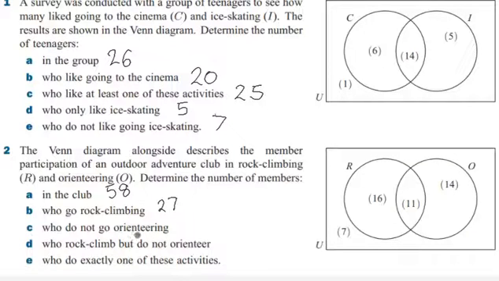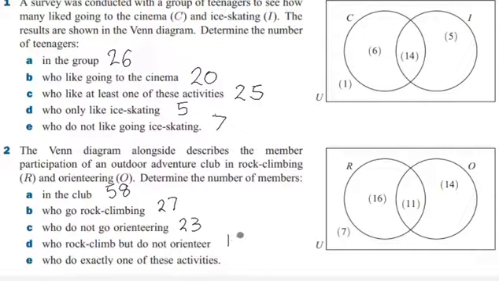Those who do not go orienteering, everything outside the orienteering circle. So everything outside here, that will be 16 plus 7. 16 plus 7, that's 23. Now those who rock climb but do not orienteer. So that will be 16 alone. Why is it 16? Because those who rock climb but do not orienteer is another way of saying those who rock climb alone, or those who rock climb only. All right, so that's 16.